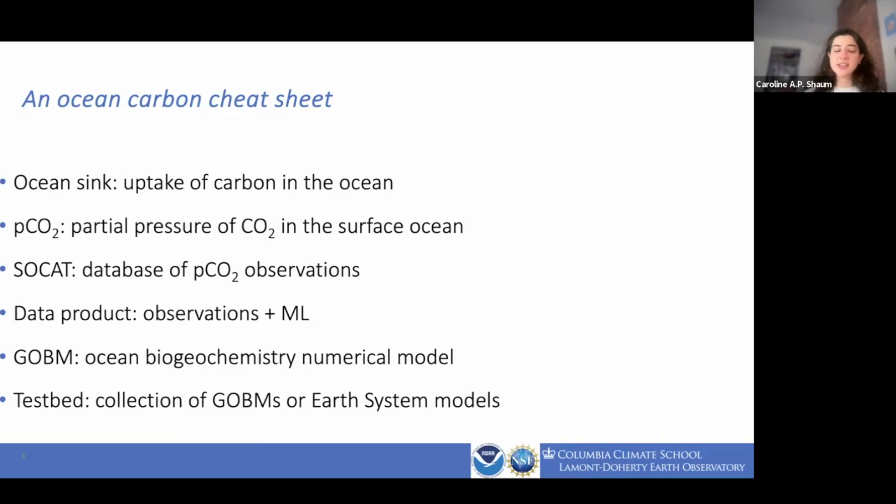A data product is a combination of ocean observations and machine learning. So basically using machine learning to fill in gaps where we don't have real life observations. A GOBM is an ocean biogeochemistry numerical model. So this is something that is mainly using things like equations to create a model of the ocean system that's mainly looking into the past. And finally, a testbed, which we'll definitely be talking about later, is a collection of GOBMs, these ocean models or Earth system models, collected all together.